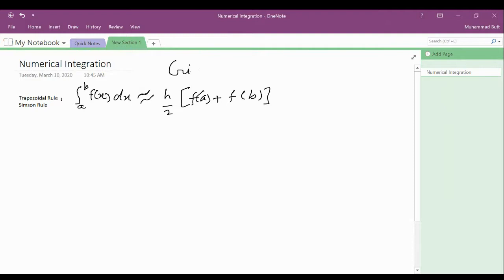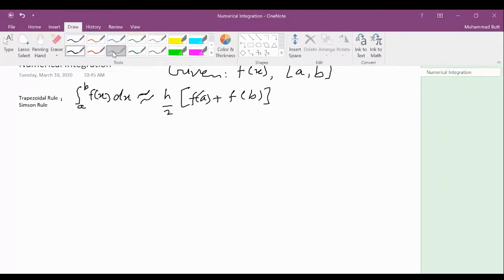So what are f of a and f of b? We are given some function f of x defined on this interval a to b. Now the question is how we will integrate numerically using the trapezoidal rule. So this is the formula. Okay, and what about the Simpson rule?